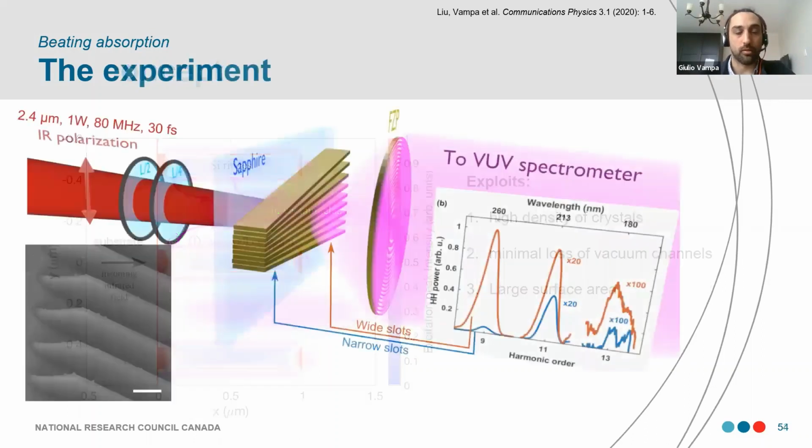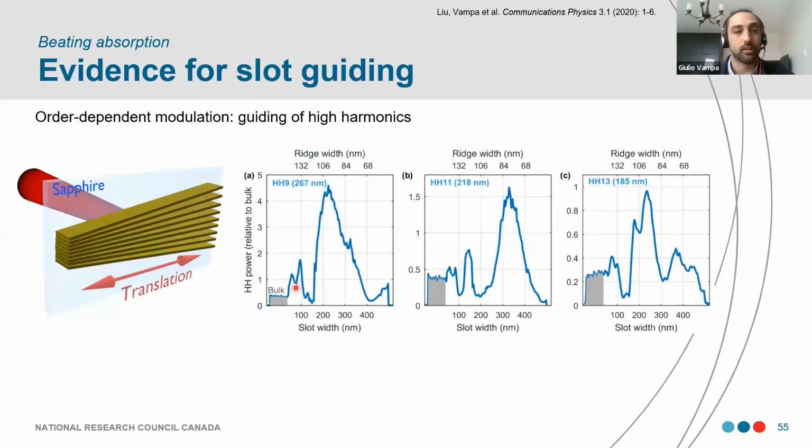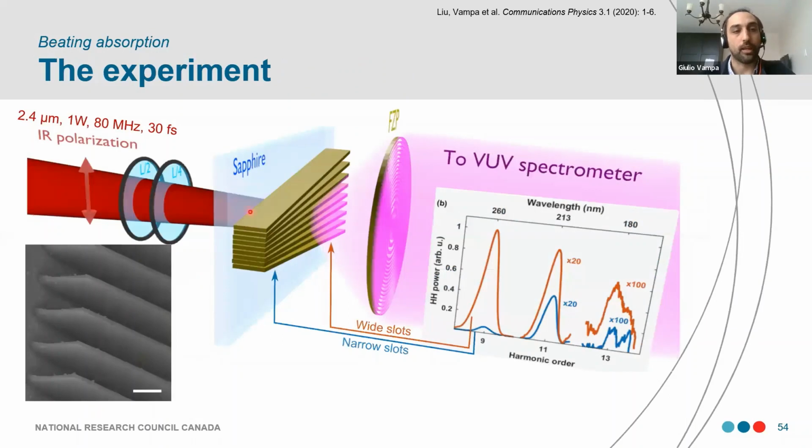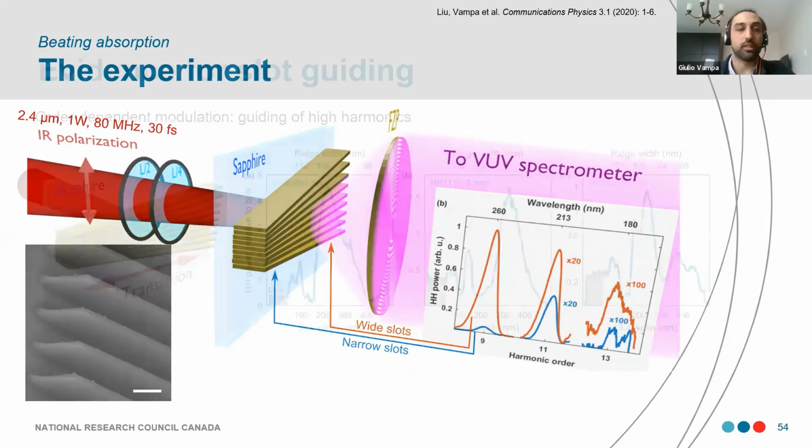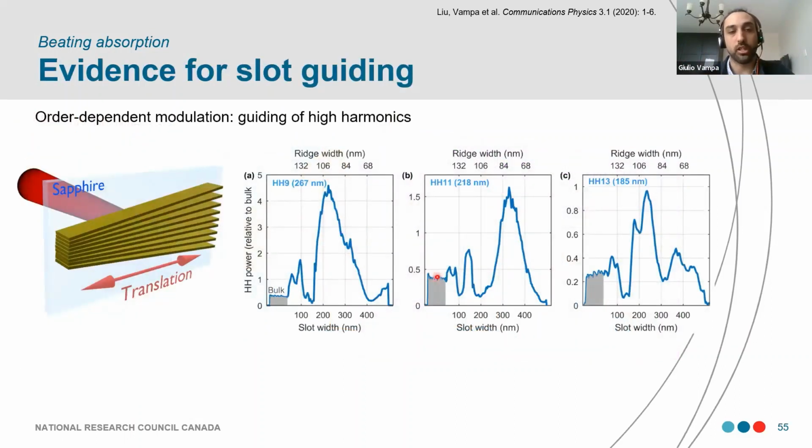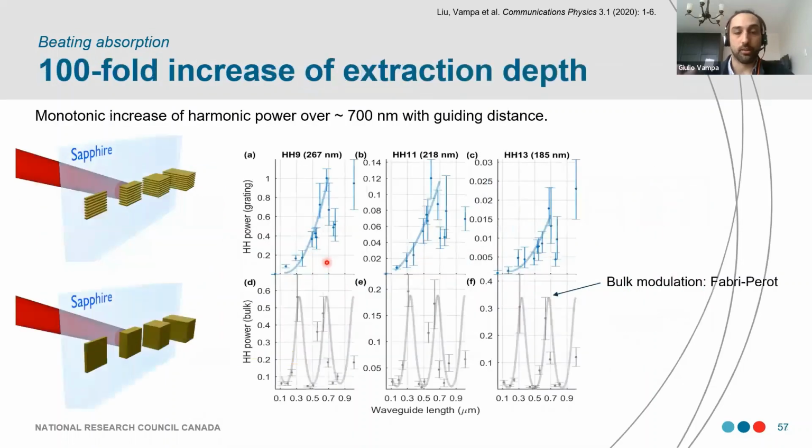And just to get to the point of it, these are the structures we designed. Here is an SEM image of them, and we couple in light from here. At the output, we look at the harmonic flux as a function of the width of the slots. As we increase the slots, you can see these strong modulations of each harmonic, and each harmonic modulates independently, which is a strong indication that we're not really changing the infrared field, because otherwise all the harmonics would modulate simultaneously. What we're really doing is changing the propagation properties of the slot, or the extraction of that. And that's what we demonstrated.